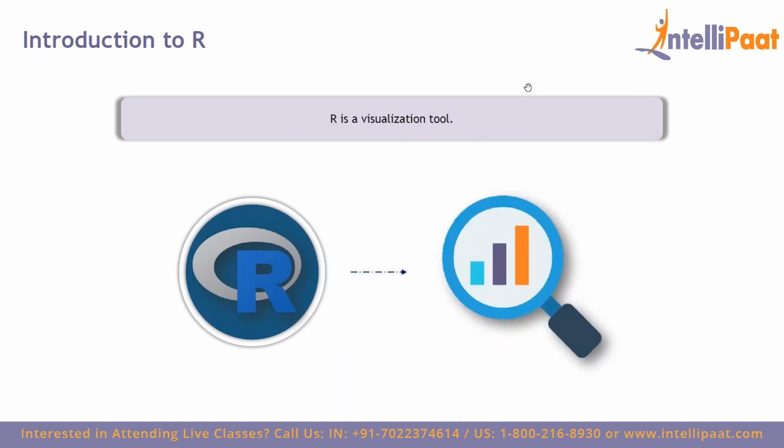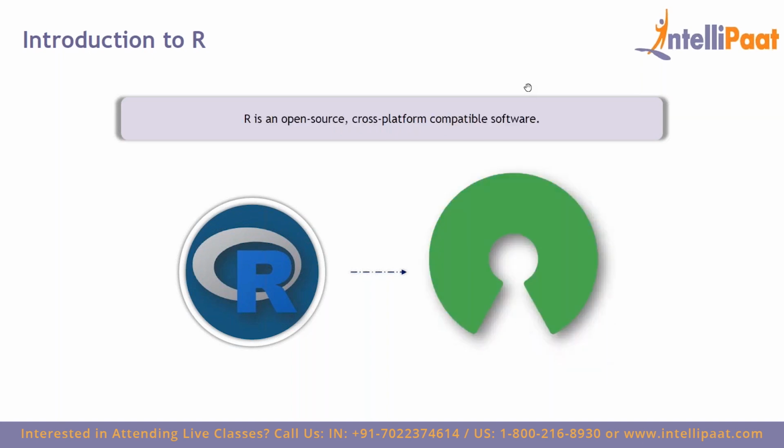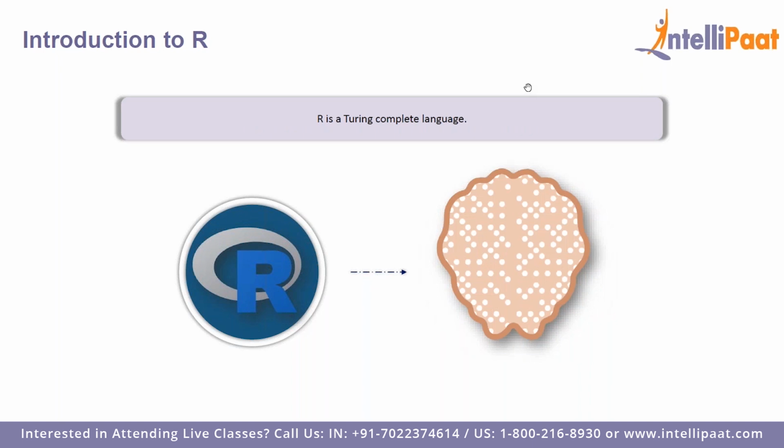Before R, there's a language called S. So R is derived from this language. If you read about the history, you'll get to know, but that's not very important here. So in R, you can do data visualization. It's an open source, cross-platform compatible software. It's a Turing complete language. I'm not sure what this is. I'll go back and check what this means.